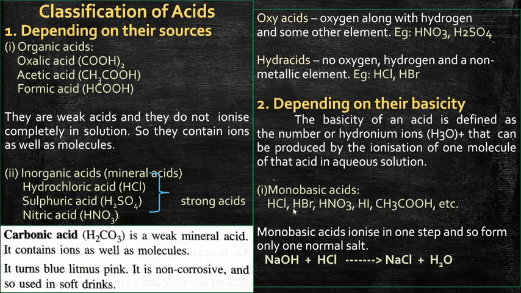Example, HCl, only one H, HBr. Here CH3COOH, though 4 H are there, when ionized in water it produces only one hydrogen ion. Hence, this also comes under monobasic acid. Generally, the monobasic acid ionizes in one step. Because of this one step, it produces only one salt, that is a normal salt. Here the example is HCl reacting with the base NaOH, which gives NaCl. Only one salt it produces along with water.